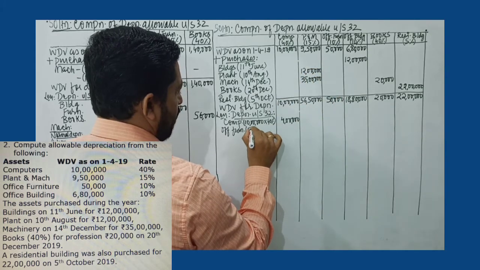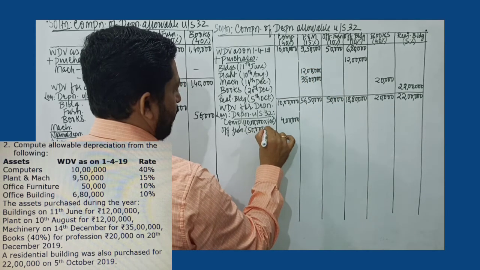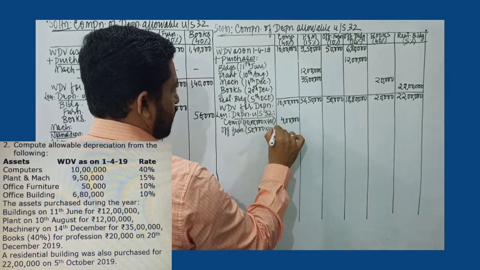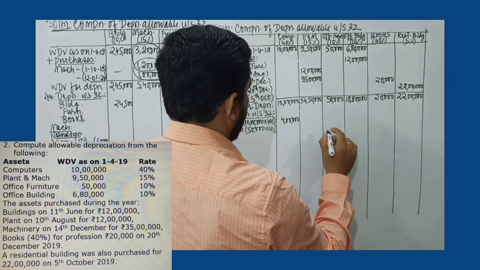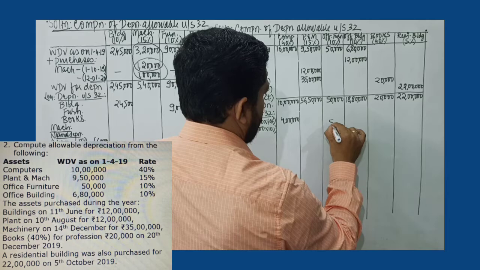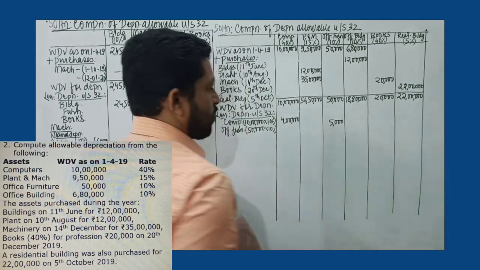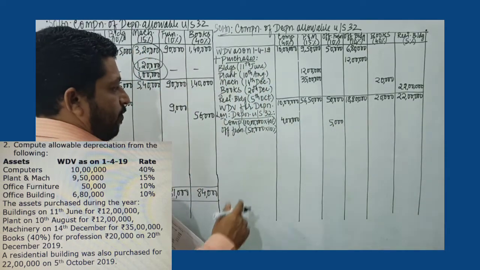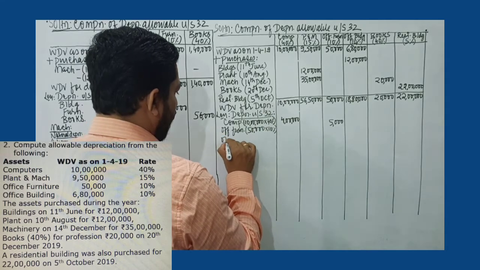50,000 is the value and the block rate of depreciation is 10%. So 10% of 50,000 is 5,000. So I record 5,000 in the office furniture column. Next we will move to office building.